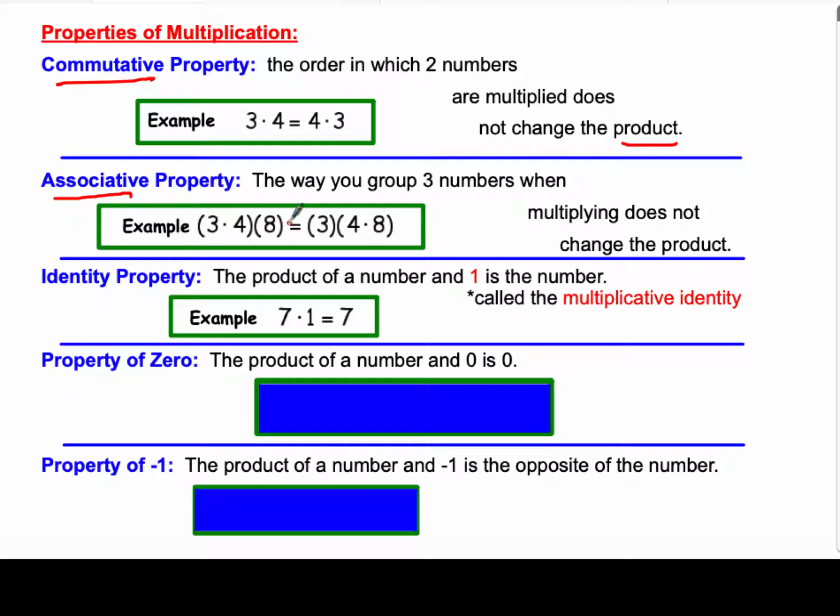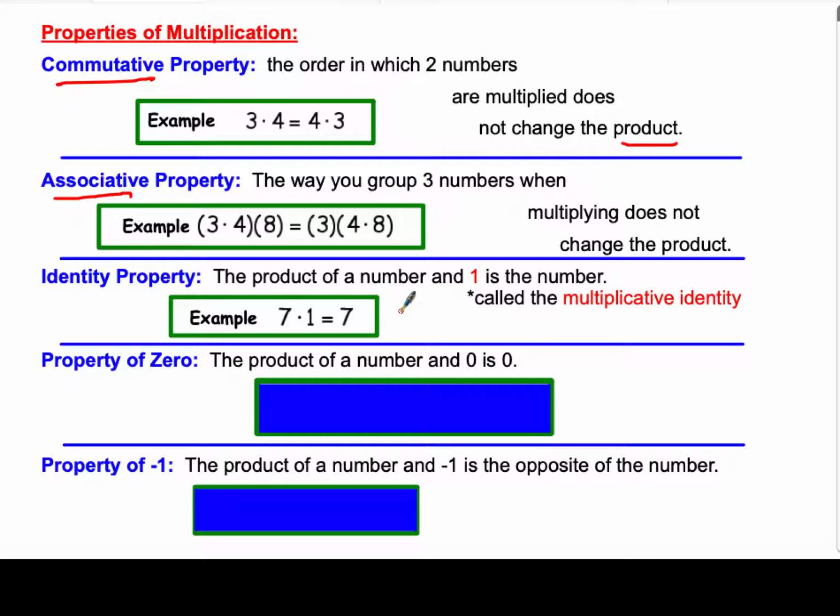So again, we can move the parentheses. As long as it's all multiplication, we can multiply in any order we want. We'll still get the same answer, right? So that associative property, we can multiply whichever of the three numbers we want first, and then finish by doing that last number.